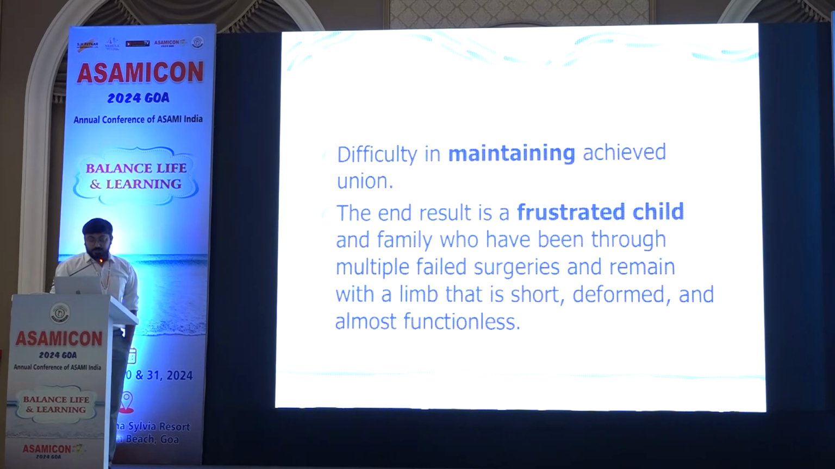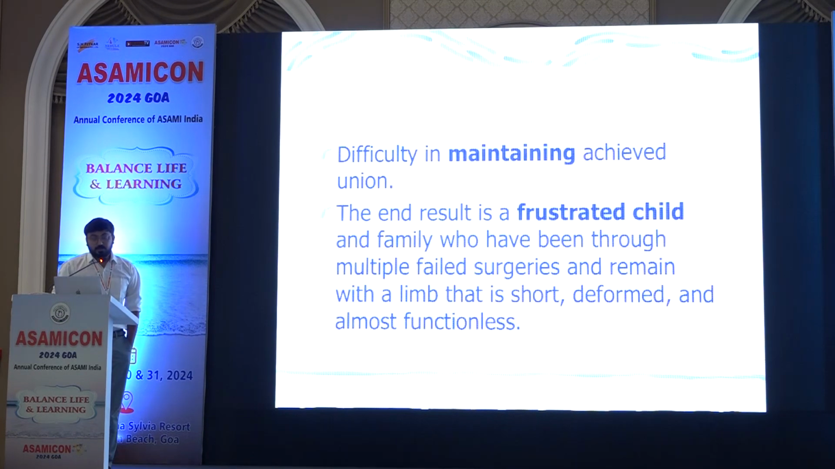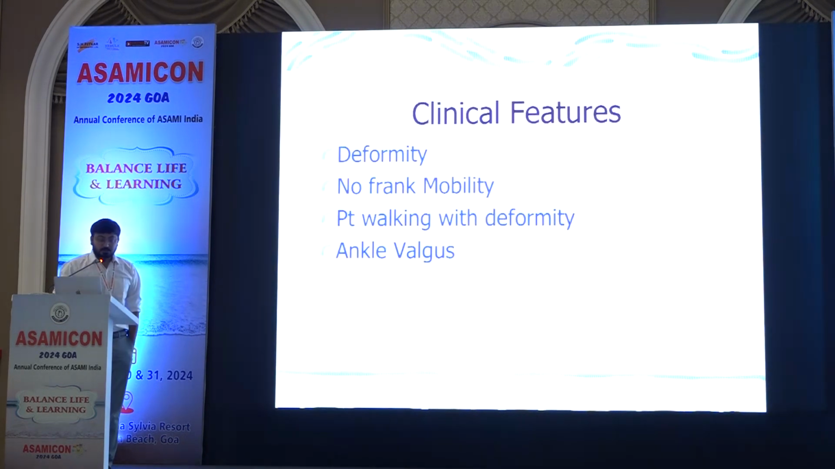So, what are the peculiarities of CPT? Mainly, it's challenging and misunderstood in pediatric orthopedics. The difficulty in treatment lies in weak healing power, a chance of refracture, and osteoporotic bone. Whenever we achieve union, it is difficult to maintain that union, and the end result is a frustrated child and family who have been through multiple failed surgeries and remain with a short limb, a deformed limb, which is almost functionless. So why this?